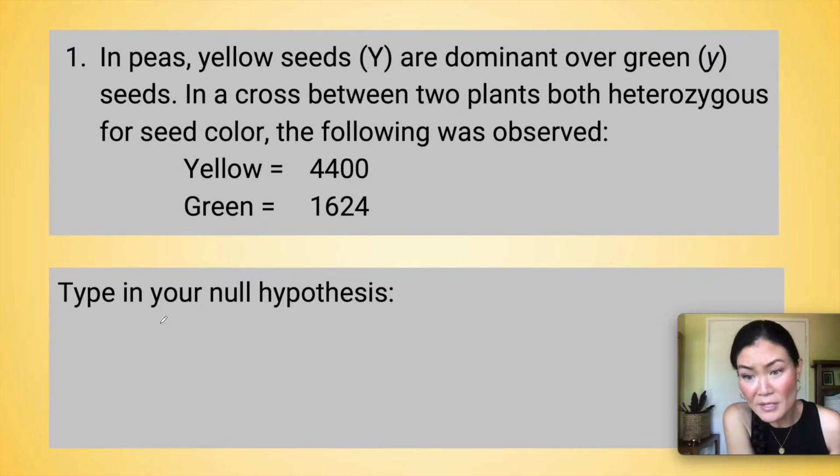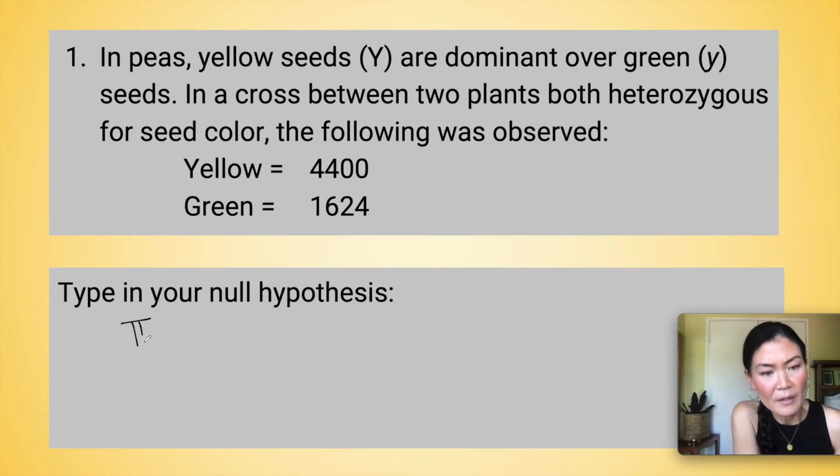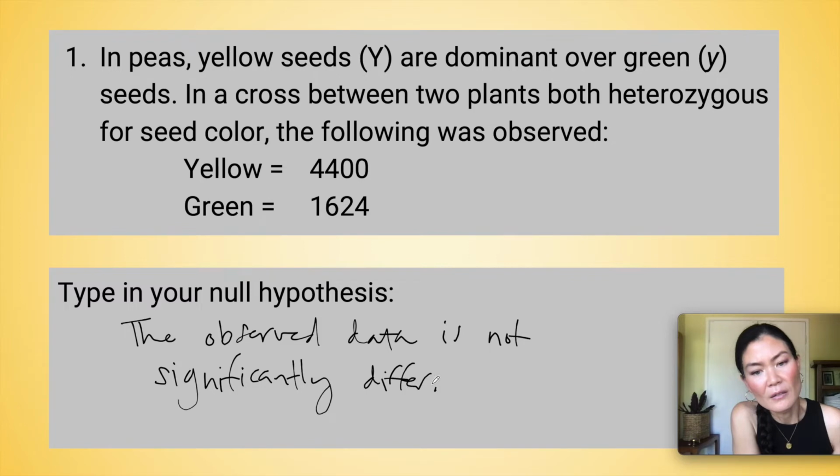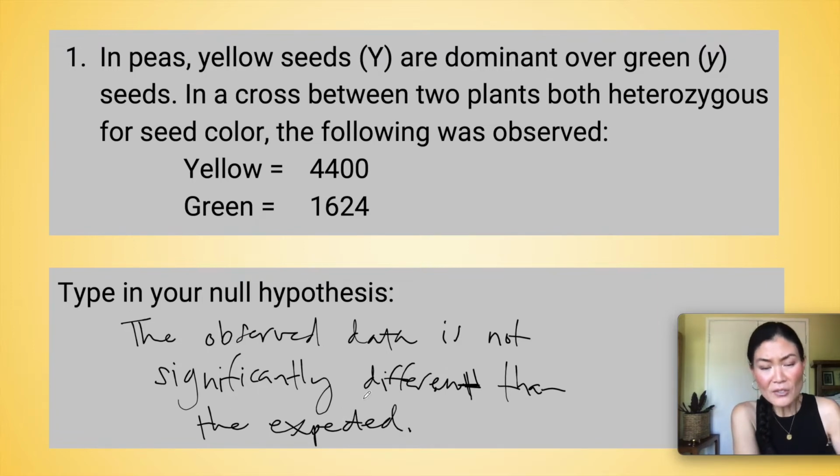And remember, the null hypothesis is always going to be the same. It's always going to be the same, that the observed data is not significantly different than the expected. I'll just write it out. Oops, that's supposed to say different than the expected. Okay, and that's our null hypothesis.